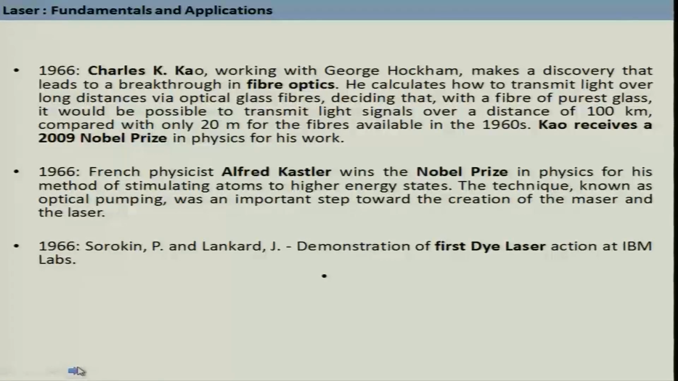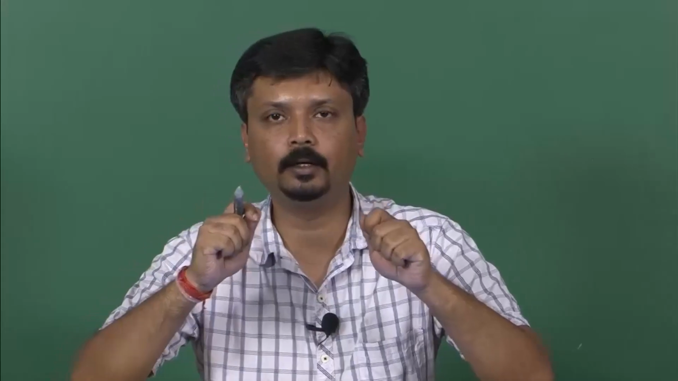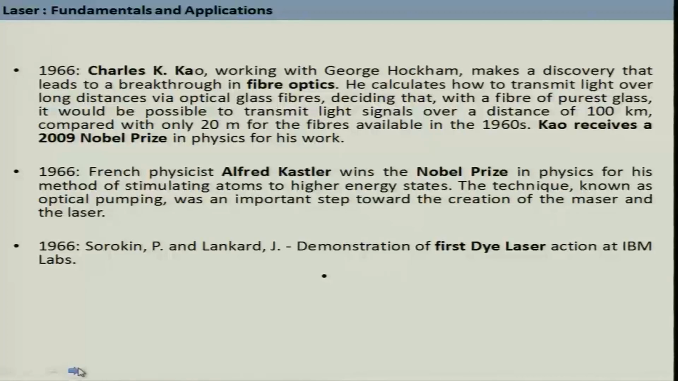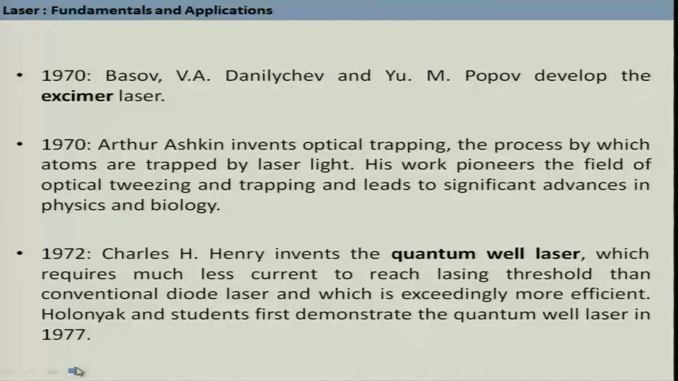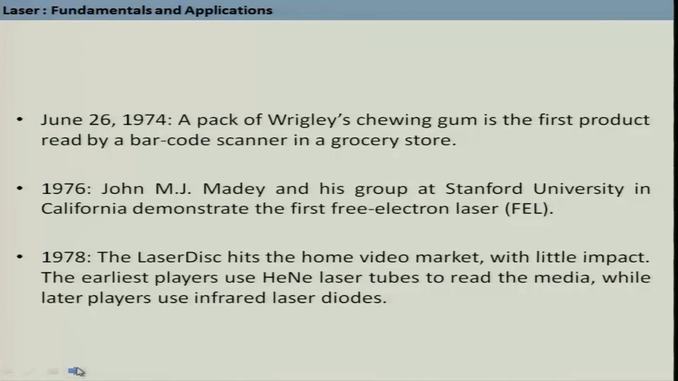Several Nobel Prizes were awarded to the physicists who have been working toward this laser development. Charles Kao was one of them, who received the Nobel Prize in 2009. Now the first dye laser, which is a solution phase gain medium, was developed by Sorokin and Lankard in 1966. We will talk about the dye laser quite a bit. There are other kinds of laser, for example the excimer laser was invented in 1970, and in this way several different other lasers have been built so far, and the field of laser technology is quite advanced nowadays.